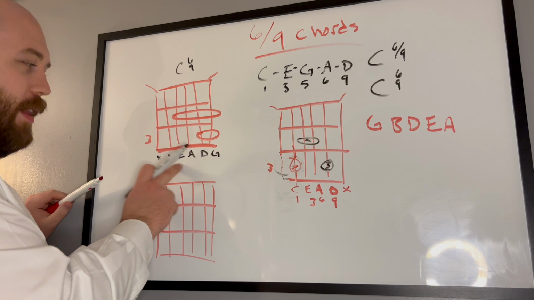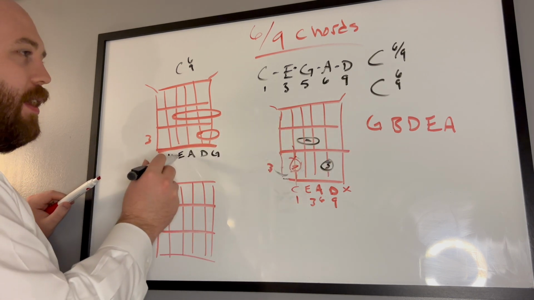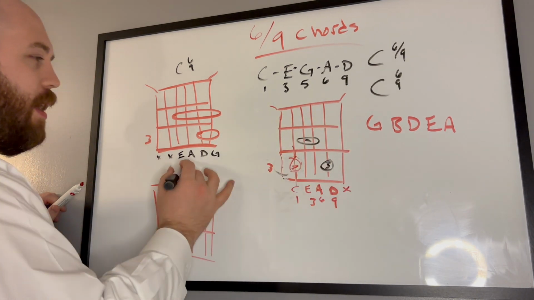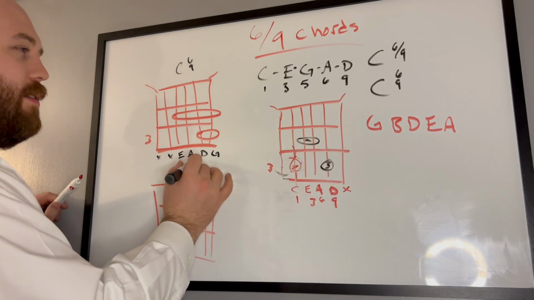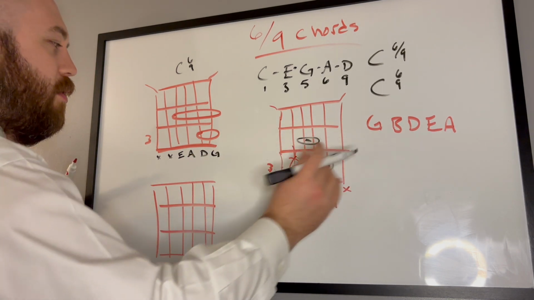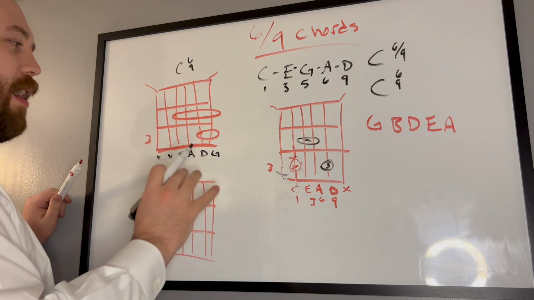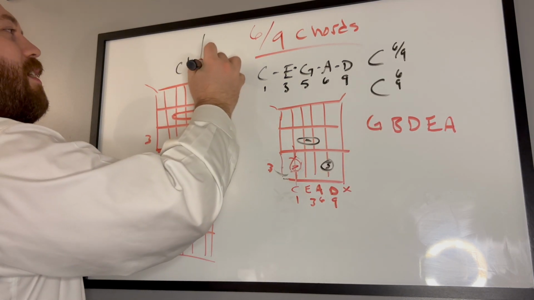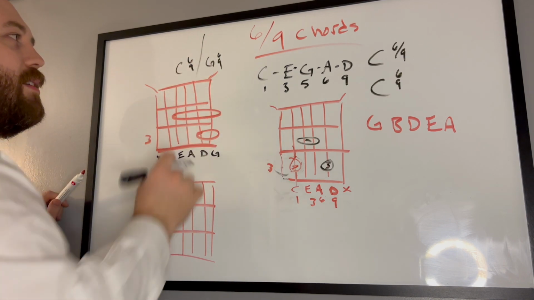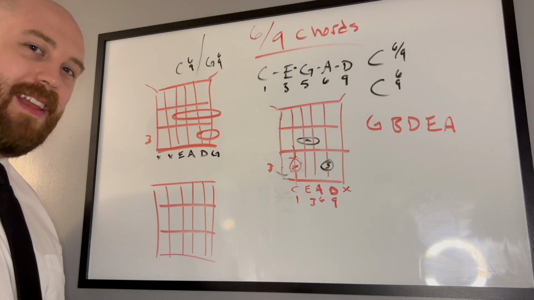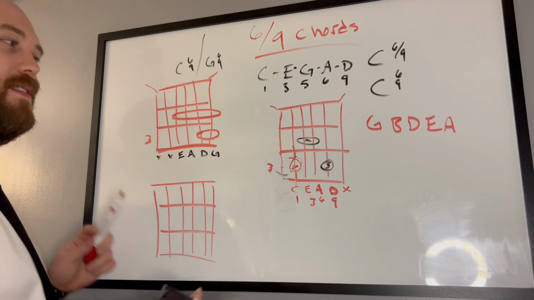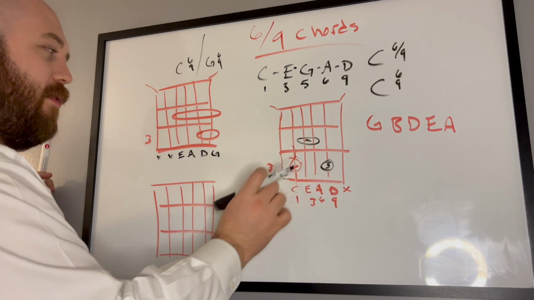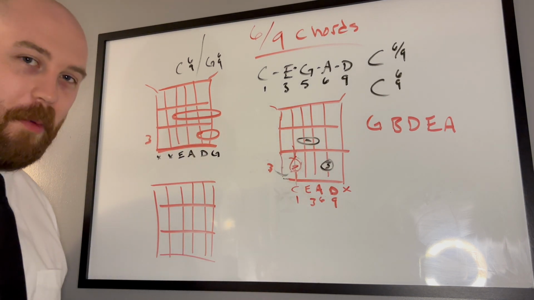Now, let's look at these in terms of G. E, have it here. A, have it here. D, have it here. And G, we have a root. In this little combination, we're taking out the 3rd. So you could call this C6-9 or G6-9. It works for both. Similar to this, where you have to move your finger, this just works for both.